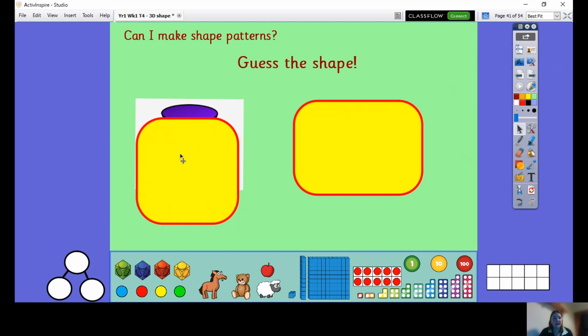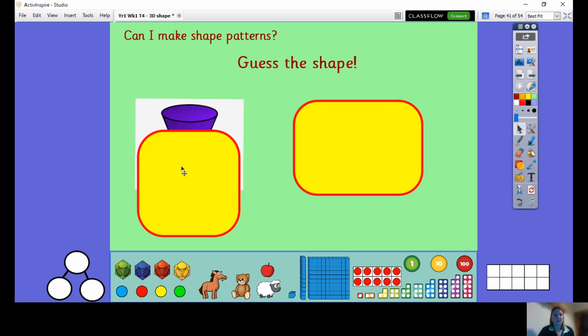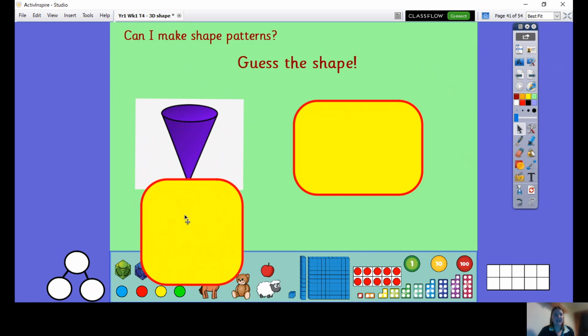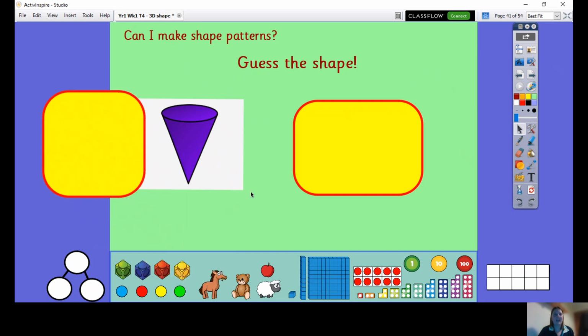Oh, okay, so it's definitely going to be a circle. So what shape has got a circle face on it? Oh, and it is a cone. Were you correct? I was a bit naughty because I put it upside down, didn't I? But well done if you guessed that. Okay, what do we think this one is?